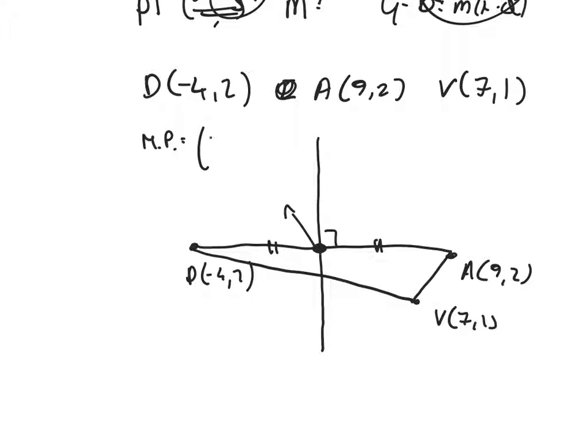So that would be (-4 plus 9) over 2, and (2 plus 2) over 2. -4 plus 9 is 5, 5 over 2, well, let's just leave that as 5 over 2. 2 plus 2 is 4, 4 over 2 is 2. So the point then is given by (5/2, 2).